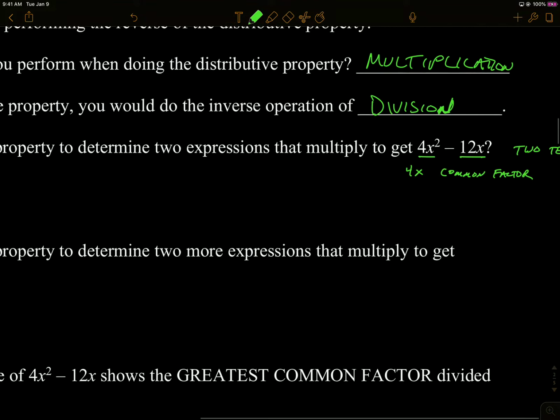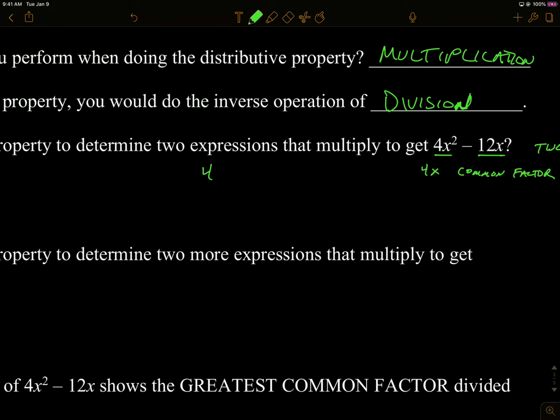So now I know I can write, I'll write it over here. I know that I can rewrite 4x squared minus 12x as 4x times something else. Okay, 4x times something else. So how do we find out that something else? Well, first of all, since there's two terms in the original, there's going to be two terms in the second factor when we do common factoring. And what we're going to do is we're going to divide those out.